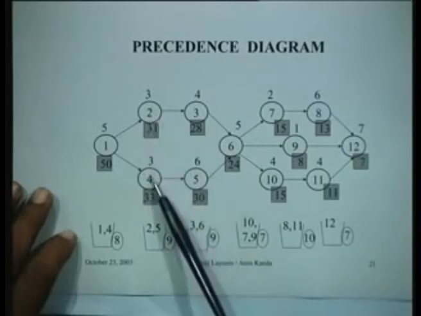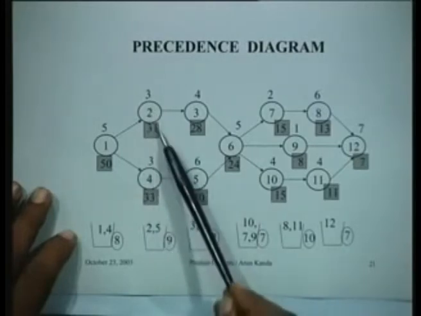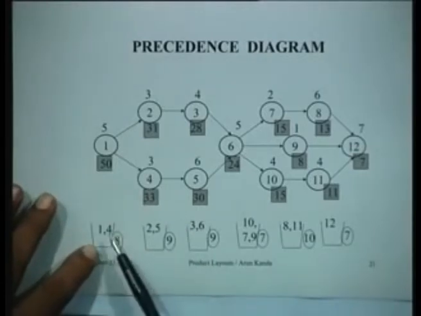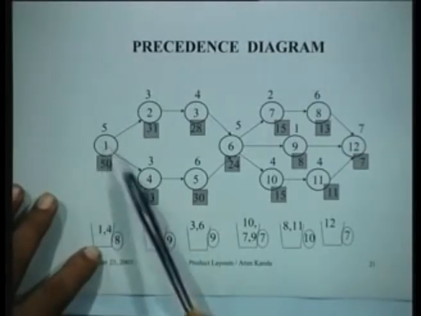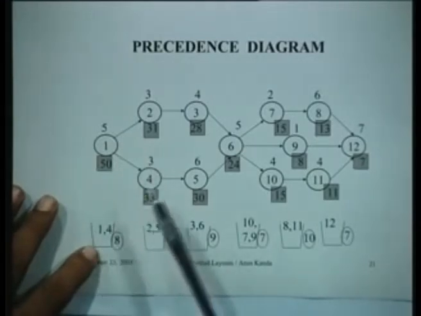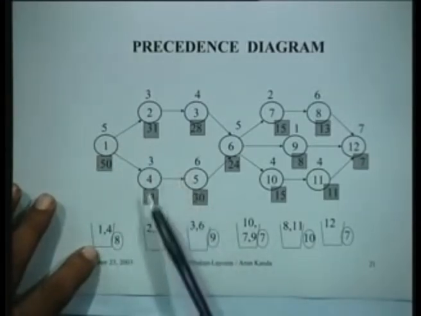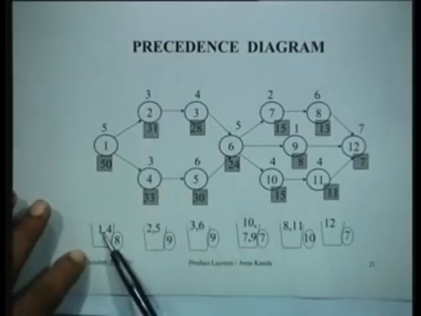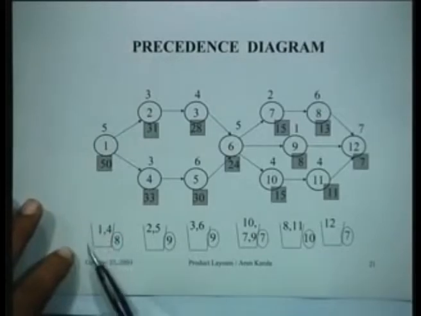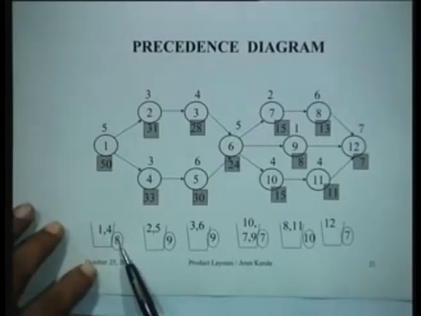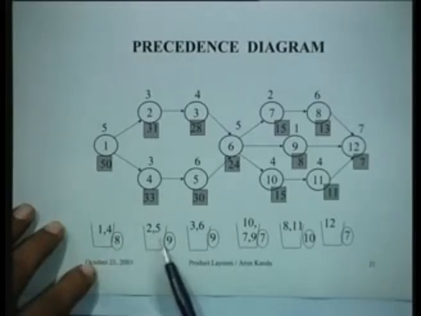But out of 2 and 4 we will take 4 because it has a higher positional weight. So we will put 4 here, and once we put 4 here, 1 and 4 will consume a total time of 8, and we can go up to a maximum time of 10. There is no other job available at this juncture which can be accommodated within this, so we close this particular workstation with a work time of 8 units and proceed to the next station.